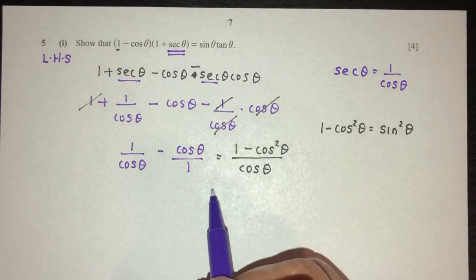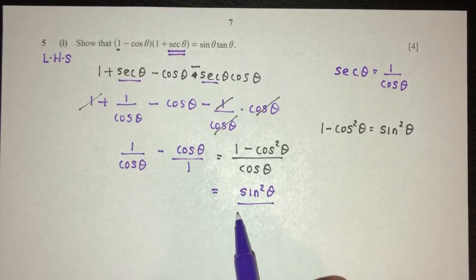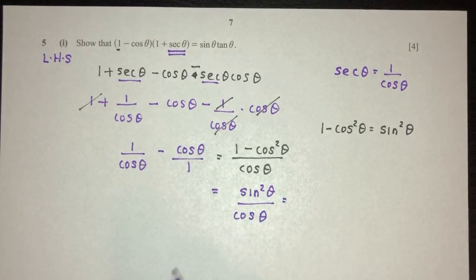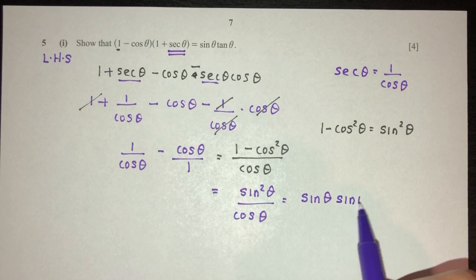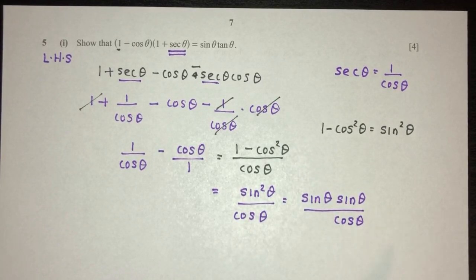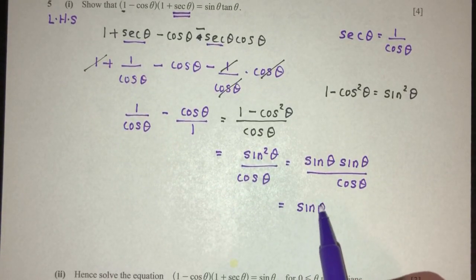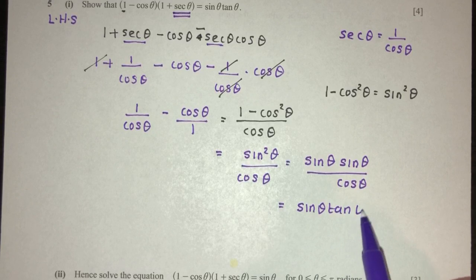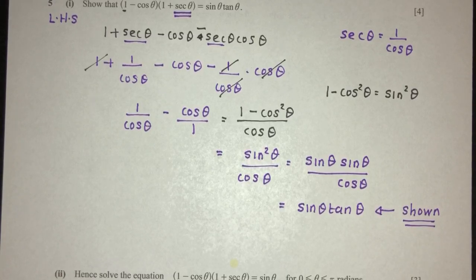Now we can replace. You will have on top sine square theta over cos theta. Now simplify. What is sine square theta? It is sine theta times sine theta divided by cos theta. Now sine divided by cos is tan, so you will have sine theta and tan theta for your answer. This is shown as required, okay? That is for part 1.